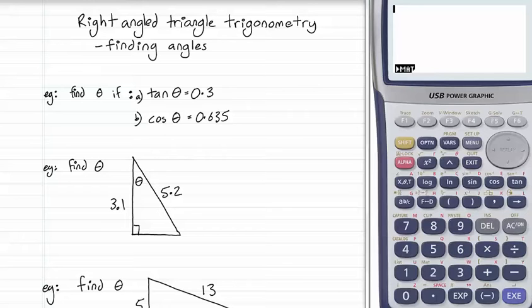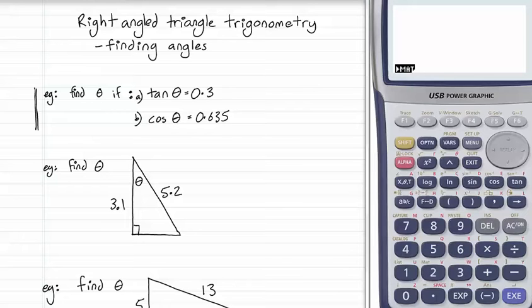Sometimes they just give us a calculator question. This first pair of questions, there's two of them, A and B, they're just calculator questions. I know it doesn't look like it, but when they give us tan theta of 0.3, so tan of whatever the angle is 0.3, they're telling us that the tan ratio for that angle is 0.3, but we just want the angle on its own.